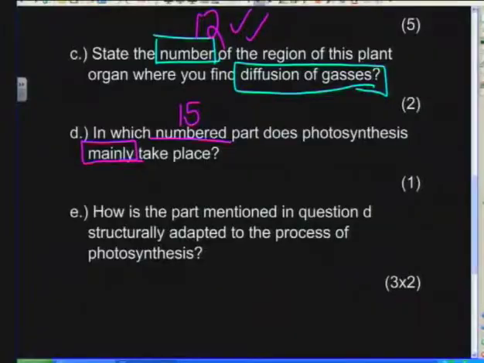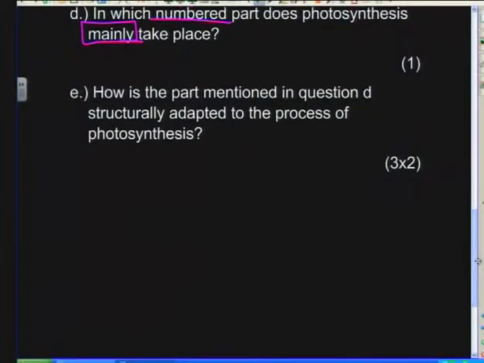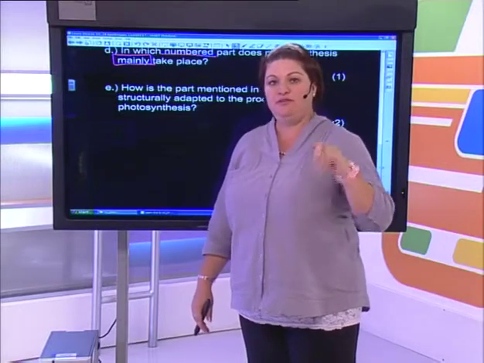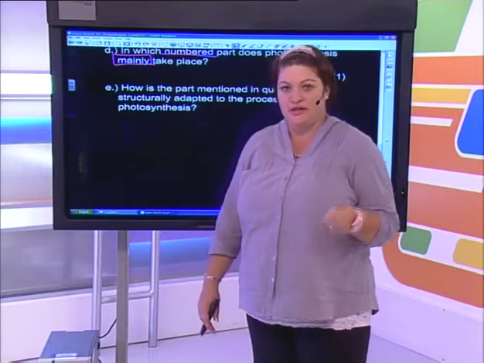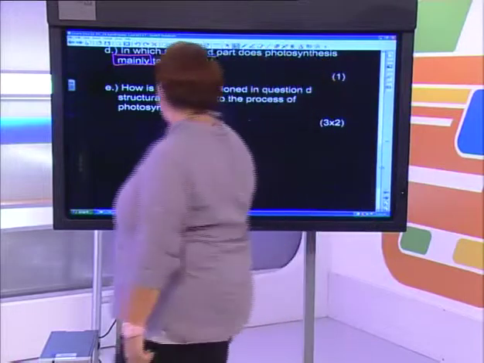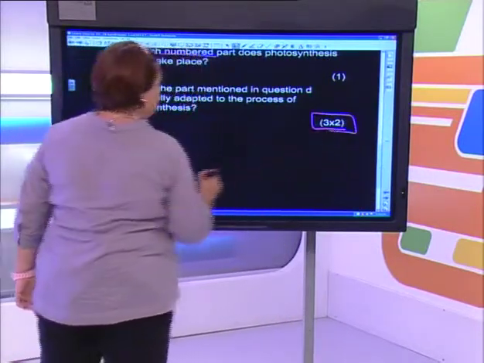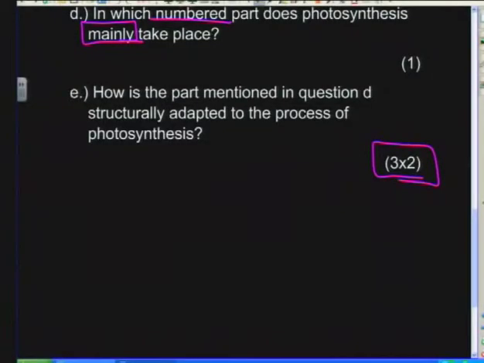Now, number E. How is the part mentioned in question D structurally adapted to the process of photosynthesis? What did we say just now? What was number 15? The palisade tissue. So what did we say? Now I want you to have a very careful look at this mark allocation, because some of you are going to put thin. What does thin mean? I'm going to give you one mark.